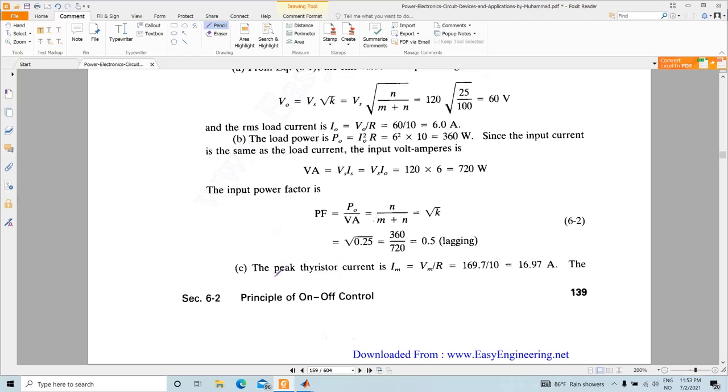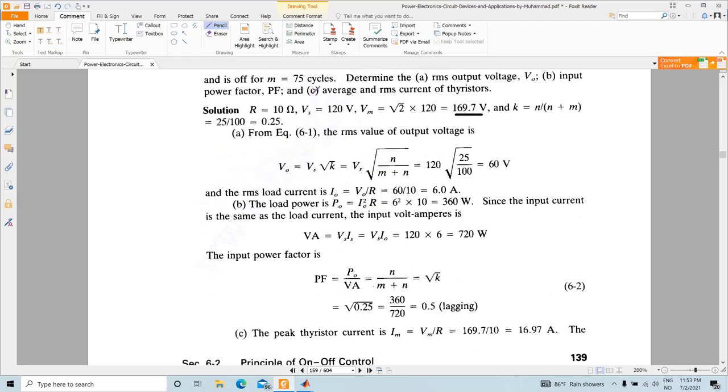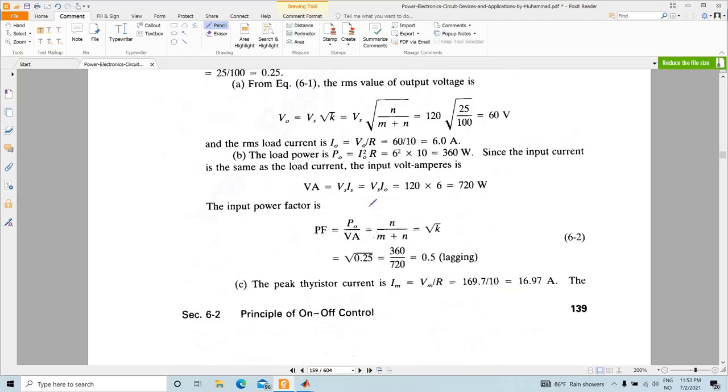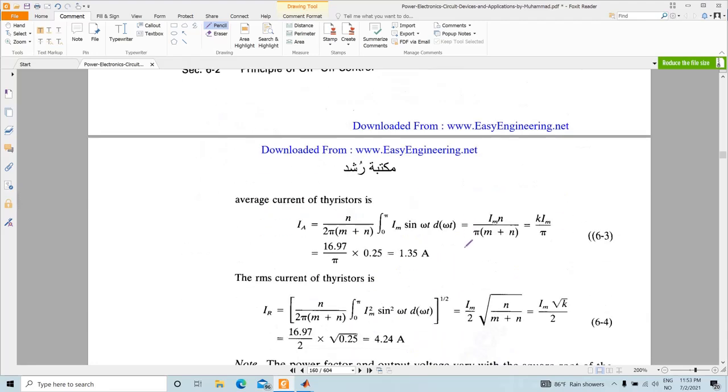Okay, so the third question asks: what's the average and the RMS current of the thyristor? If you look at the thyristor current, then you can derive the expression for the average and the RMS value of the thyristor current as well. The peak thyristor current is 169.7 divided by 10, which is 16.97 ampere.